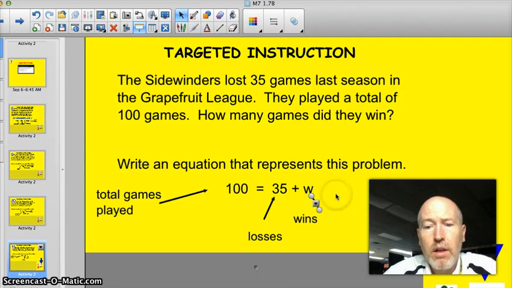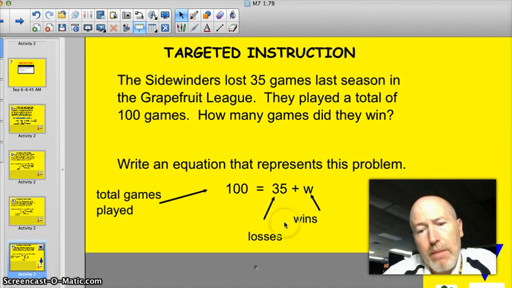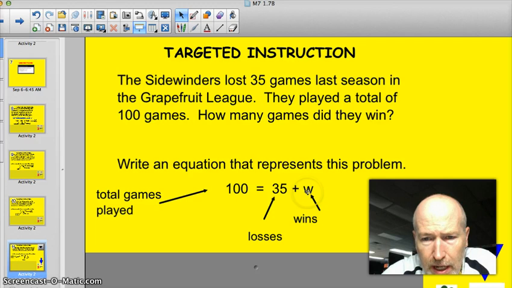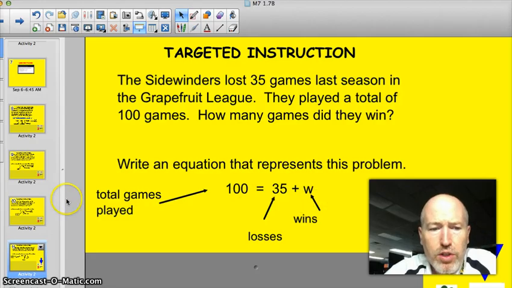And I'm back. Well, 30 plus 60 would be 90. This would make 95. It looks like we're going to need 65 wins there in order to solve that problem.